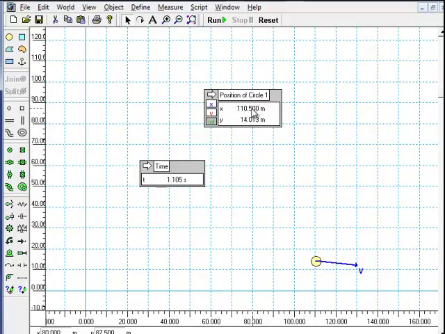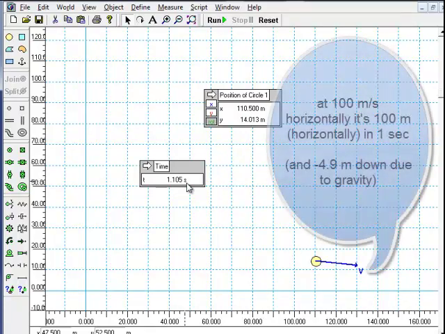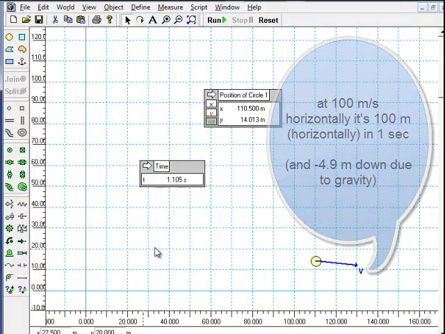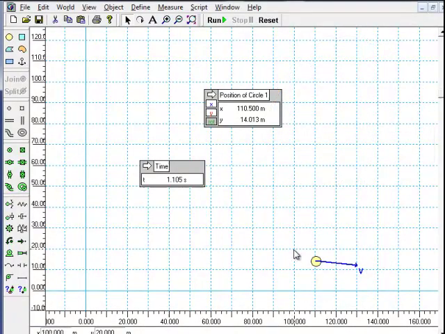So 110.5 meters in 1.105 seconds means it still goes 100 meters per second. So no matter if gravity's turned on or if it's turned off, in the horizontal, that object will go 100 meters after 1 second.